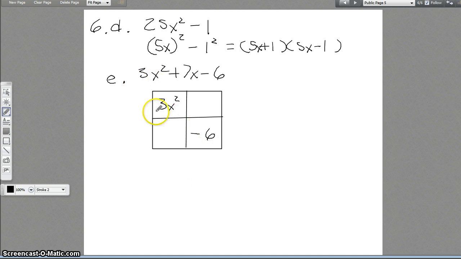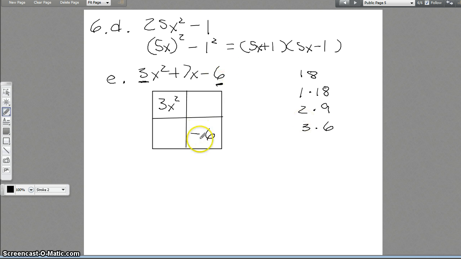Now what we need to do is multiply the coefficient of the x squared with our constant. 3 times 6 is 18. We need to find all the factor pairs that make 18. So that's 1 times 18. That's 2 times 9. And that's 3 times 6. And that's all the factor pairs that make 18.